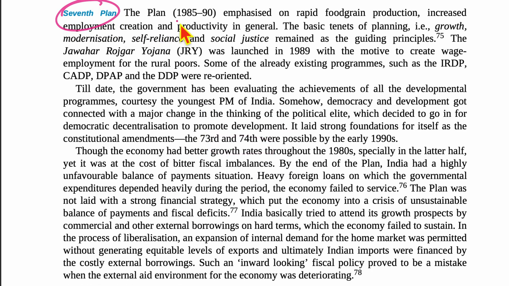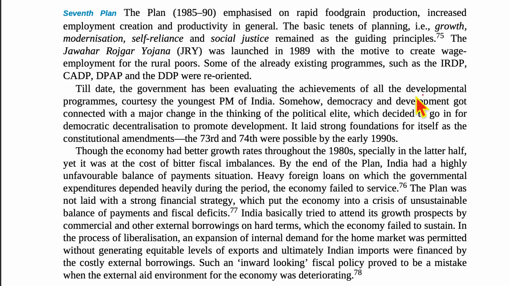Now, the seventh plan, the plan 1985 to 90, emphasized rapid food grain production, increased employment creation, and productivity in general. The basic tenet of the planning, that is growth, modernization, self-reliance and social justice, remained as the guiding principle. The Jawahar Rojgar Yojana was launched in 1989 with the motive to create wage employment for the rural poor. Some of the already existing programs such as IRDP, CADP, DPAP and DDP were reoriented. Till date, the government has been evaluating the achievements of all development programs, courtesy the youngest PM of India.